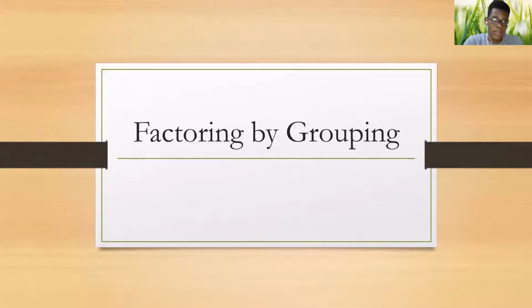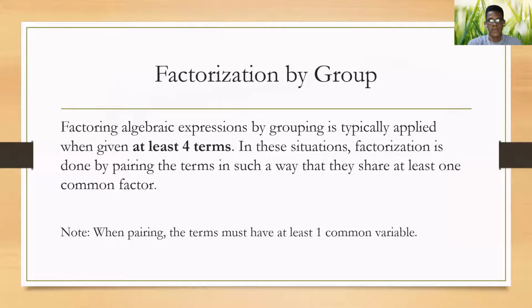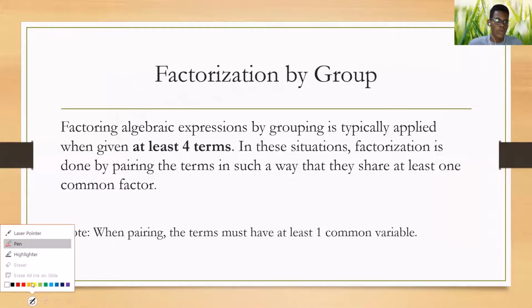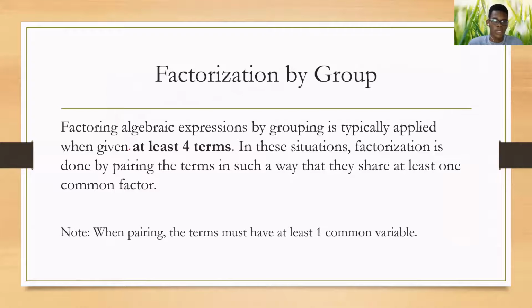We're not going to be learning anything that new with factoring by grouping. So let's go ahead. Factorization by grouping is you're just grouping the terms, right? Factoring algebraic expressions by grouping is typically applied when you're given at least 4 terms. Remember this, you should only factor by grouping if you have 4 terms.